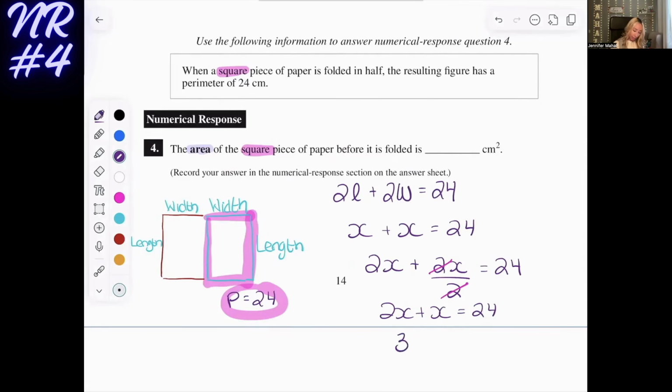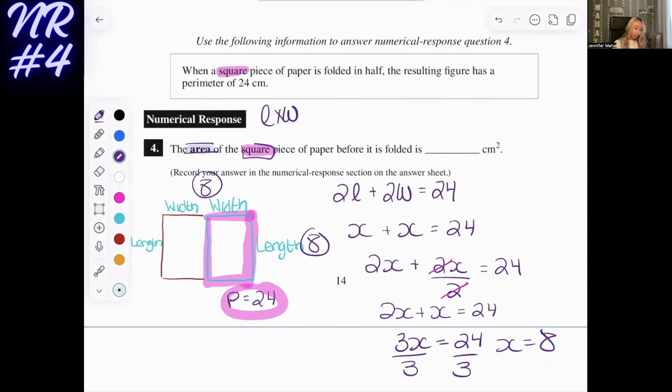That's going to get me to 3x is equal to 24. Divide both sides by 3, x is equal to 8. All right, perfect. So if x equals 8, what that means is that this is 8 and that this is 8. Now, since we know it's a square and we have to figure out the area, area is length times width. So 8 times 8 will get us to 64. So that is the area for this one.